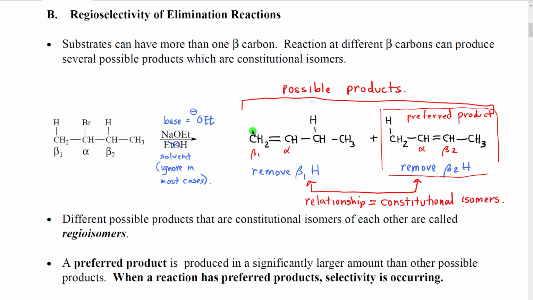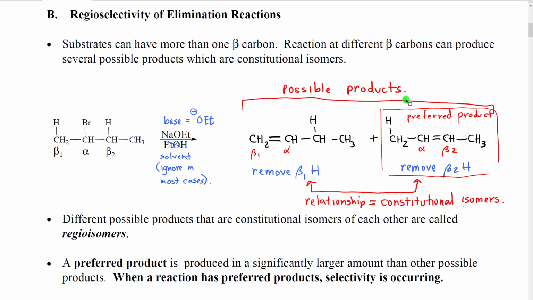If we look then, we have the option of removing the beta 1 hydrogen, which would be right here. Of course, the leaving group would come off also, and we would form a new double bond from beta 1 to alpha. So we would get this product. Or we could remove the beta 2 hydrogen. Again, the leaving group coming off and forming a new double bond from beta 2 to alpha, which would be this product. So we call these two products possible products. These are all possibilities for this reaction.